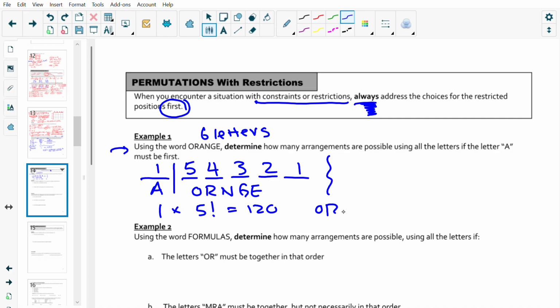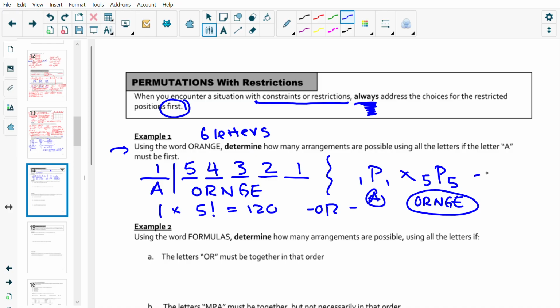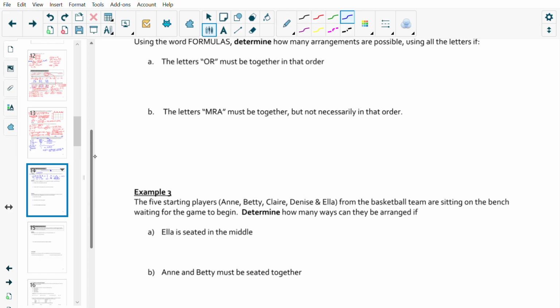Or we can think of it this way with permutations. For the letter A, it's one letter taken one at a time, which is just 1, times 5 letters taken 5 at a time, which are O, R, N, G, E. Do all the math there, and you're still going to get 120.